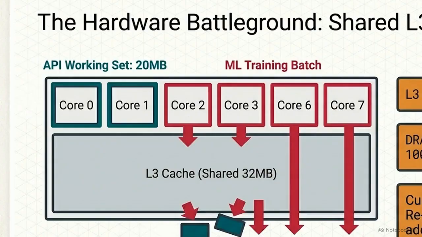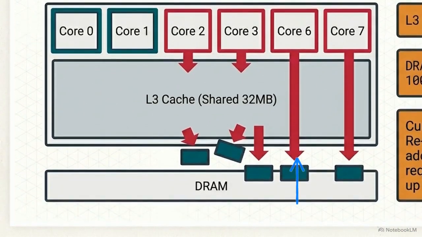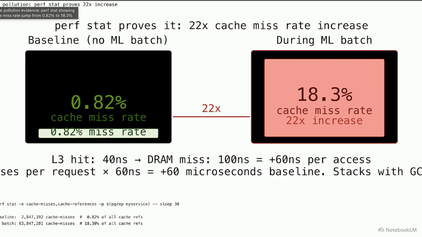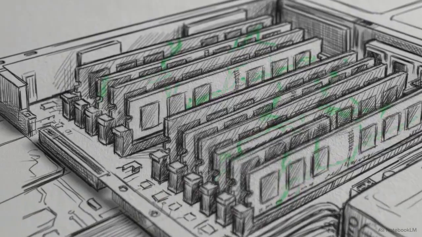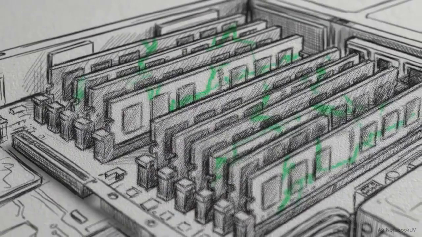But as this diagram shows, when the ML training job runs, it scans gigabytes of data. That massive sequential read floods the shared L3 cache, completely flushing the API's working set out to slow DRAM. This performance counter comparison quantifies the damage. During the ML batch, the API experiences a 22x increase in cache misses. To process a request, the API must fetch thousands of memory locations from DRAM, adding 60 microseconds per access. By simply touching shared memory, neighbors destroy your application's performance. They bypass CPU limits and logical isolation entirely.